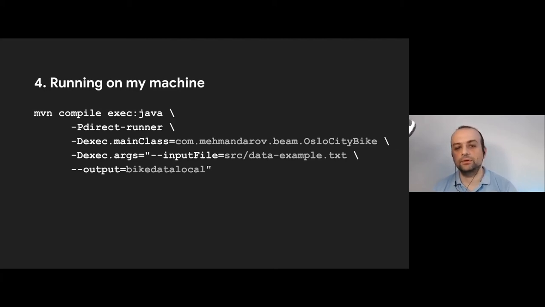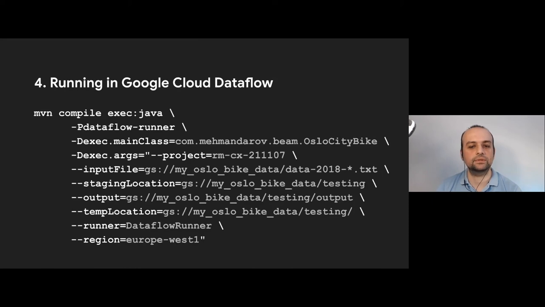But there is this beautiful thing that I mentioned briefly earlier, that you can actually run the same model. And that's where it was really cool for me. You can run the same model first on your machine, where you develop it, debug it, and all this kind of thing. But then you can just add a few extra parameters and run it on the cloud. And it's exactly the same code. All you have to do is add a few more options to your Maven command.